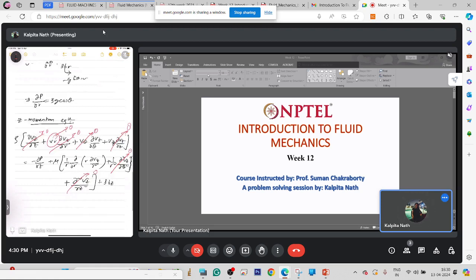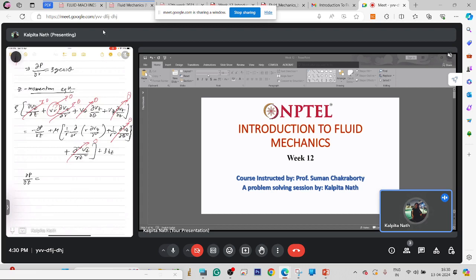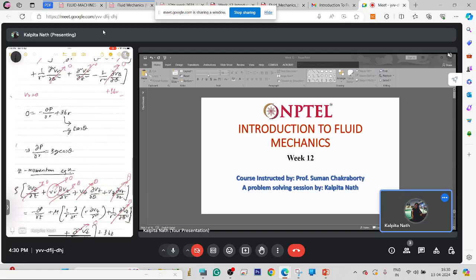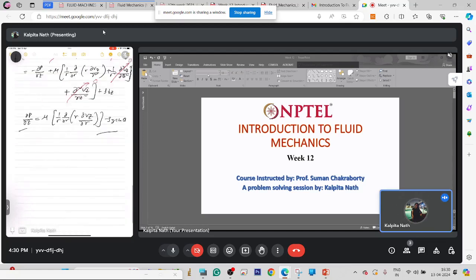So what are those? Del p del z is equal to mu 1 upon r del r of r del vz by del r minus rho g sine theta. So we can take these two together, right? So from the r momentum equation, we got this equation, right? So if we write up this equation from the r momentum equation, that means minus del p del r minus rho g cos theta.